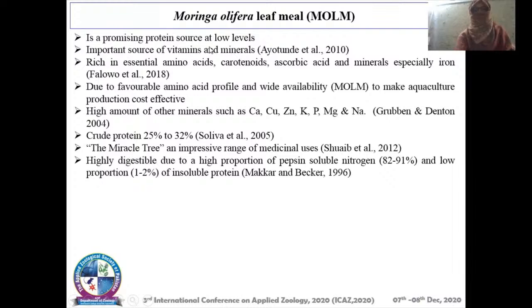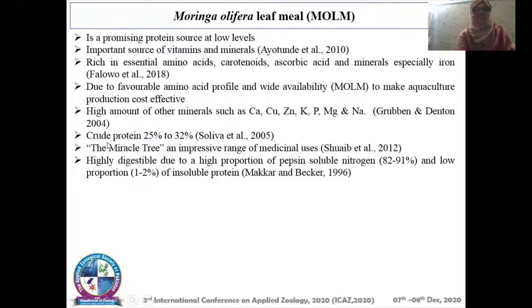Moringa leaf meal is a promising protein source at low levels. It is an important source of vitamins and minerals, rich in essential amino acids, proteins, ascorbic acid, and minerals, especially iron. Due to its favorable amino acid profile and wide availability, MOLM also contains high amounts of other minerals such as calcium, copper, zinc, potassium, phosphorus, magnesium, and sodium.